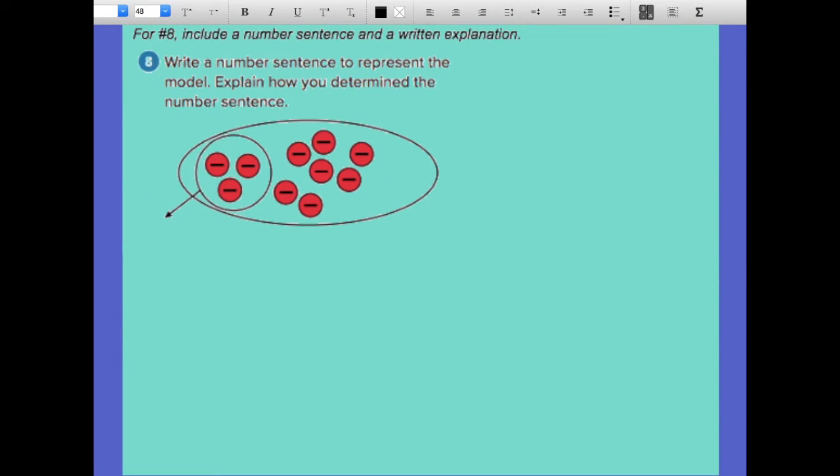A number sentence for this model. So I'm seeing this thing circled. That's being taken away. So this is actually subtraction. So what are we starting with? We're starting with 1, 2, 3, 4, 5, 6, 7. We're starting with 10. So 10 negatives, negative 10.